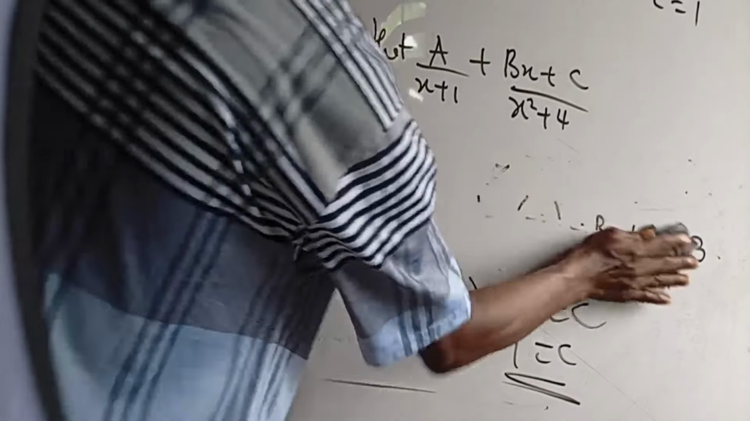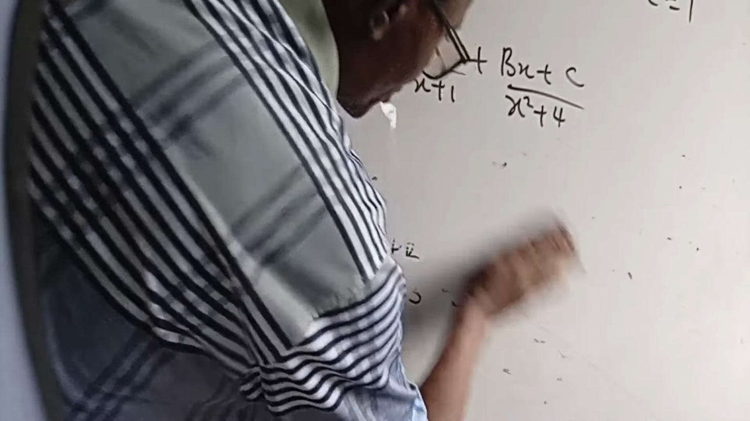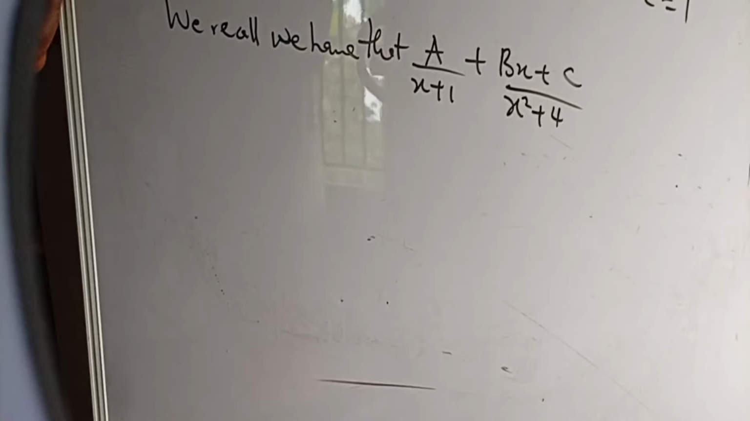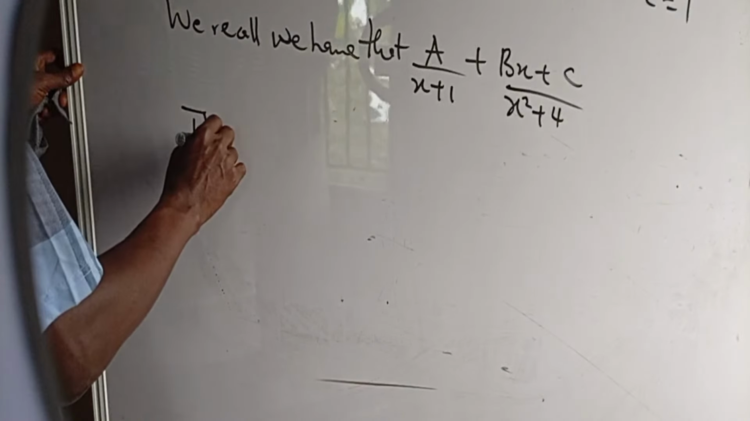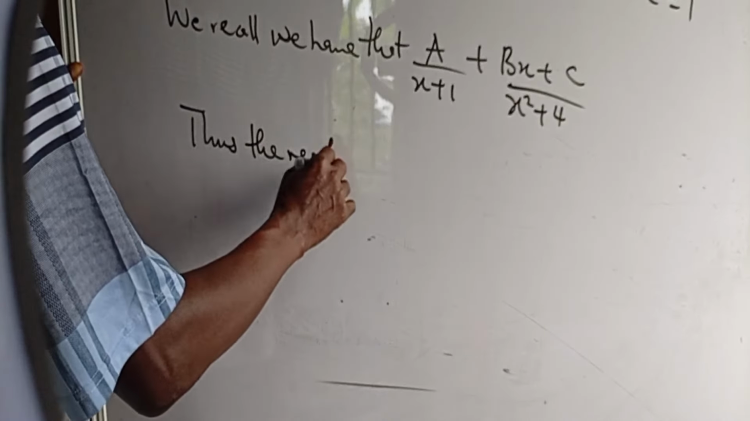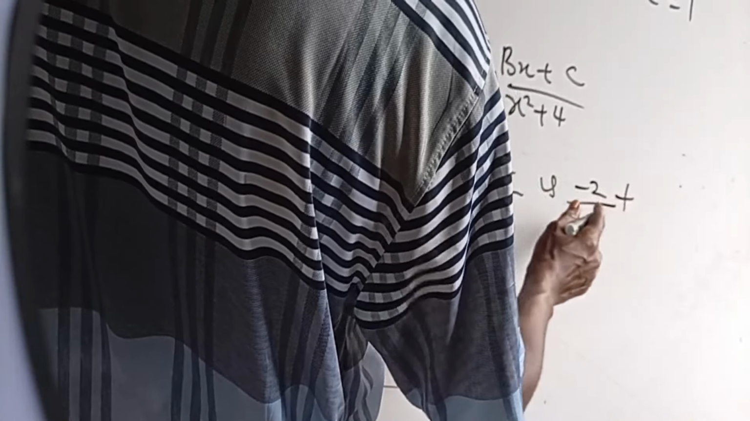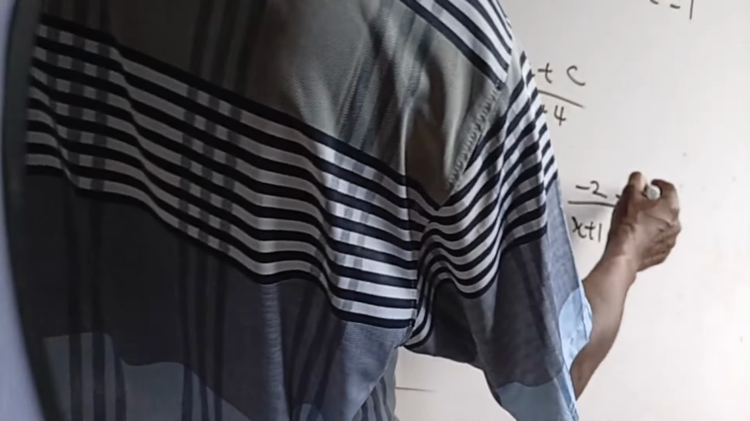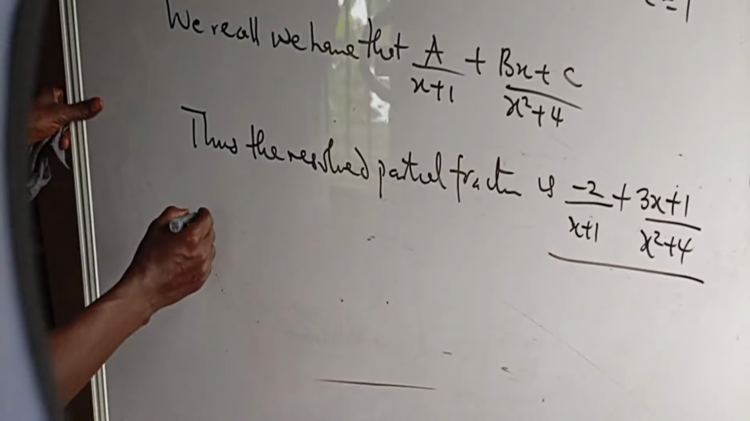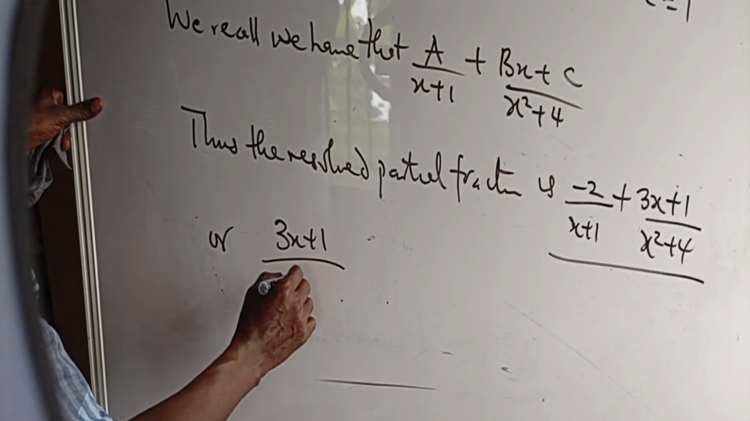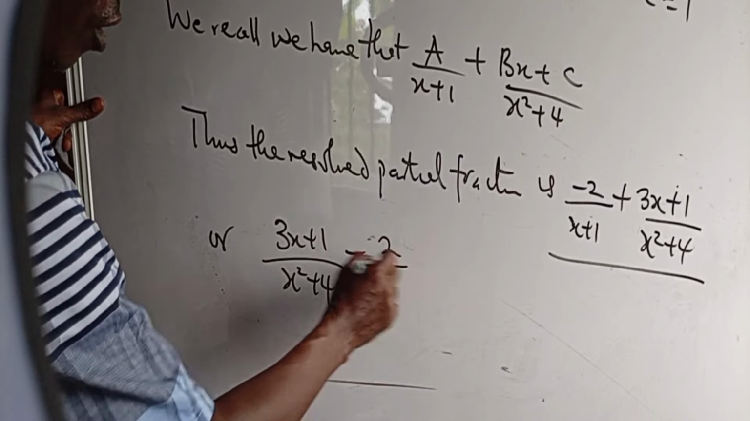Let's substitute. By substitution, thus, the resolved partial fraction is, our A is minus 2 all over x plus 1, then plus our B, we got 3x plus our C is 1, all over x squared plus 4. This is the answer. Or we can start with the positive one: 3x plus 1 all over x squared plus 4, then minus 2 all over x plus 1.